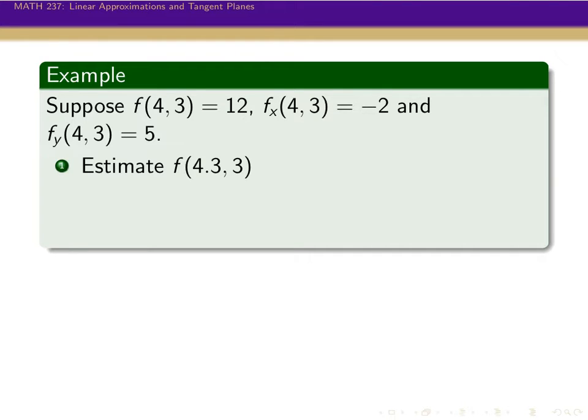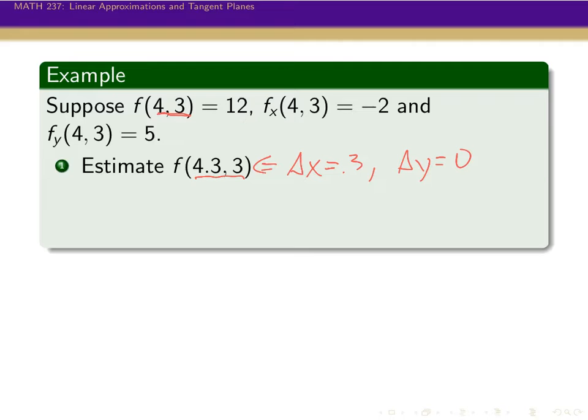Okay, so the first question wants us to estimate the value of the function at (4.3, 3). So what's the change between (4, 3) and (4.3, 3)? Well, x has changed by 0.3, but y stayed the same. So delta y is 0, right? And so we have this change in x of 0.3.